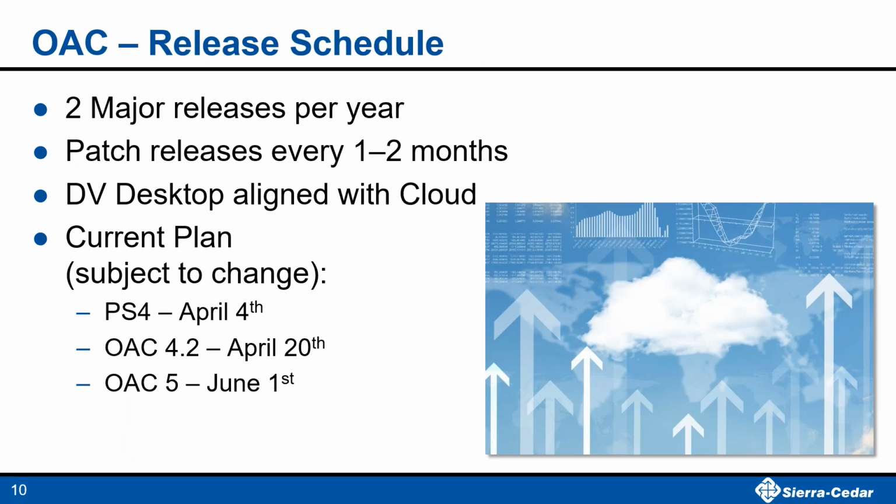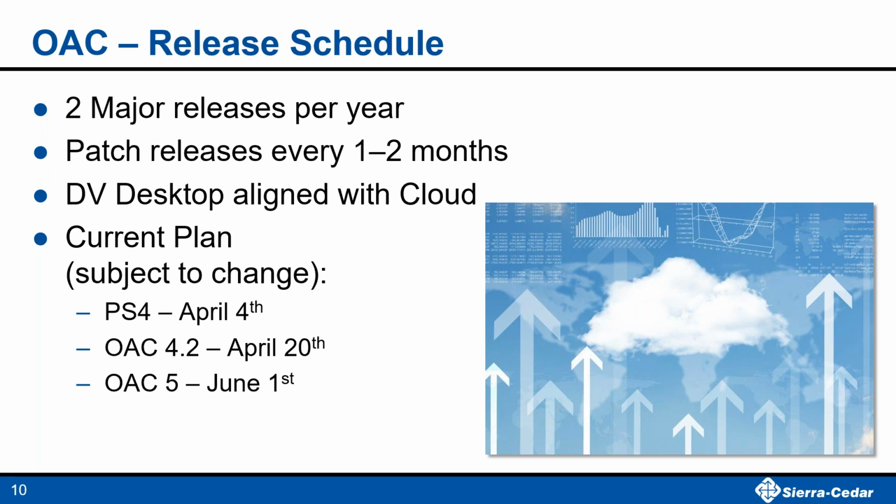The release schedule for OAC is basically 2 major releases every year. Those are determined by Oracle. Of course, all of this is subject to change. Patches will come out every 1 to 2 months, and you'll get notification on the patches. As I mentioned before, since this is platform as a service, when the patches come out, you're not going to be told there's going to be an outage at a certain time. You will determine when to apply the patches yourself.